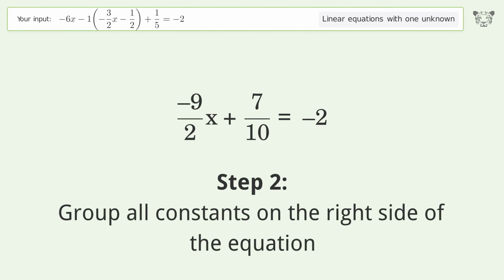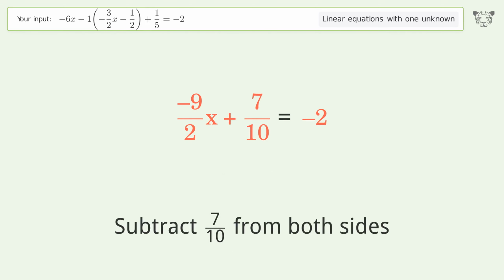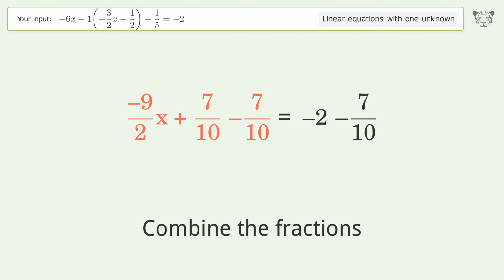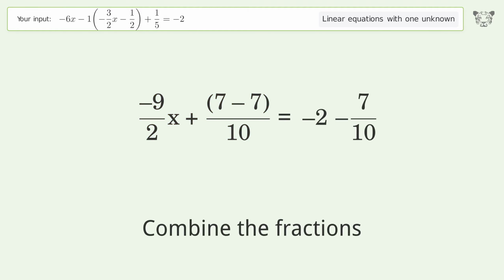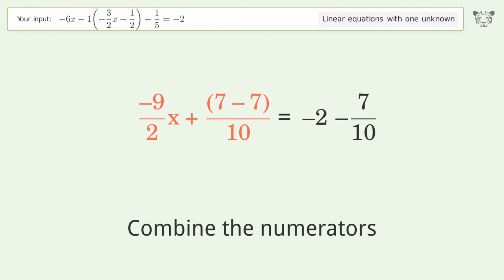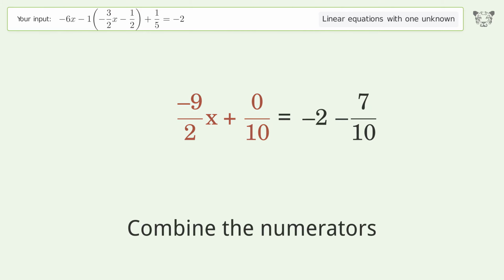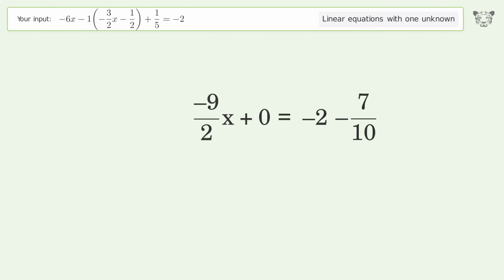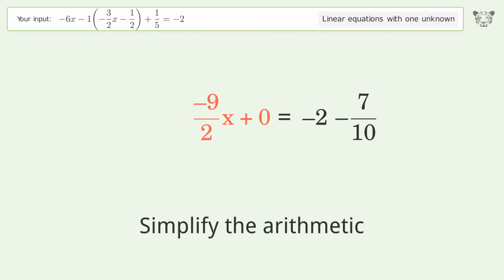Group all constants on the right side of the equation. Subtract 7/10 from both sides. Combine the fractions. Combine the numerators. Reduce the zero numerator. Simplify the arithmetic.